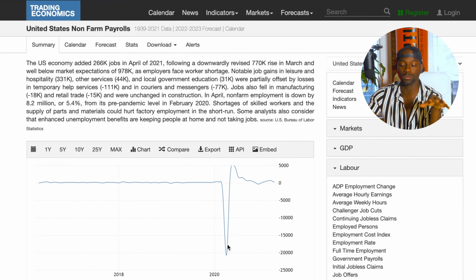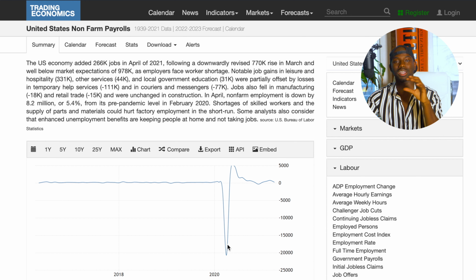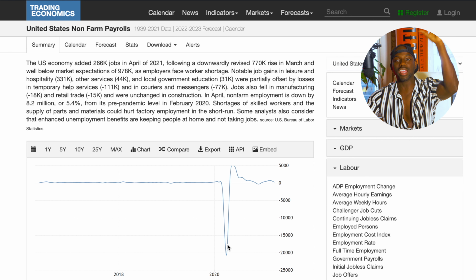But it says non-farm, so they don't take into account the agricultural industry in the aspect of farming, right? How many farmers are losing or not losing or coming into the workforce, because it's hard to account for those numbers. Okay, so non-farm payroll, it's an important indicator. Remember, its importance increases depending on the significance of the deviation from the expected number.